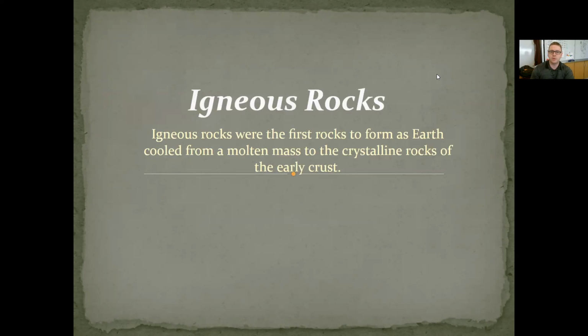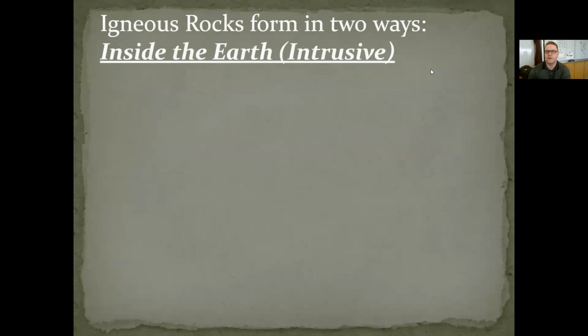So we're starting with igneous rocks, and they were the first rocks to form as Earth cooled from that molten mass 4.6 billion years ago. Differentiation started to happen, and then we got a variety of different crystalline rocks in the early crust of the earth. So igneous rocks were the first ones to form in our early earth, that 4.5 billion years ago. We have two different types.